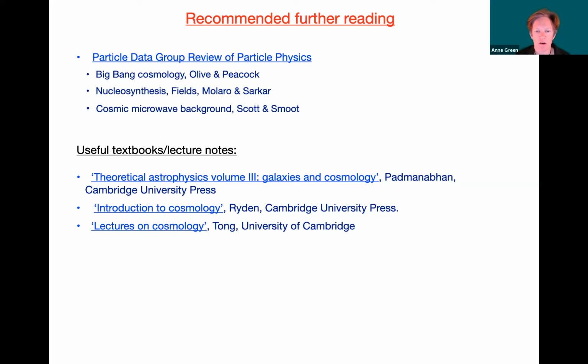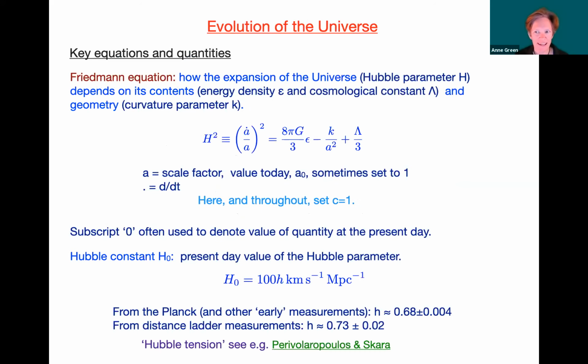So let's start with the evolution of the universe. And this is a particularly busy slide because we've got a lot in it. Within the evolution of the universe, we're going to start by looking at the key equations and quantities that parameterize the expansion of the universe. The single most important thing is this equation here, the Friedmann equation. It tells us how the expansion of the universe, via the Hubble parameter capital H, depends on its contents and geometry. A key thing is the scale factor a, which parameterizes the expansion of the universe.